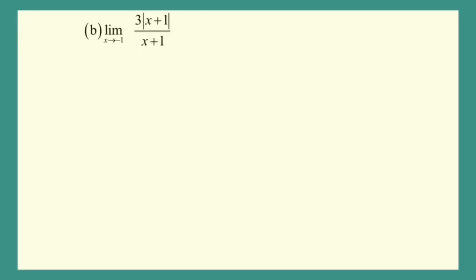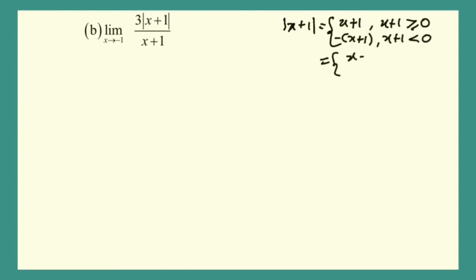For example B, limit of 3 times modulus x plus 1 over x plus 1 as x approaches negative 1. First, define the modulus x plus 1 as x plus 1 for x plus 1 greater than or equal to 0, and negative (x plus 1) for x plus 1 less than 0. And here it is x plus 1 for x greater than or equal to negative 1 and negative (x plus 1) for x less than negative 1.